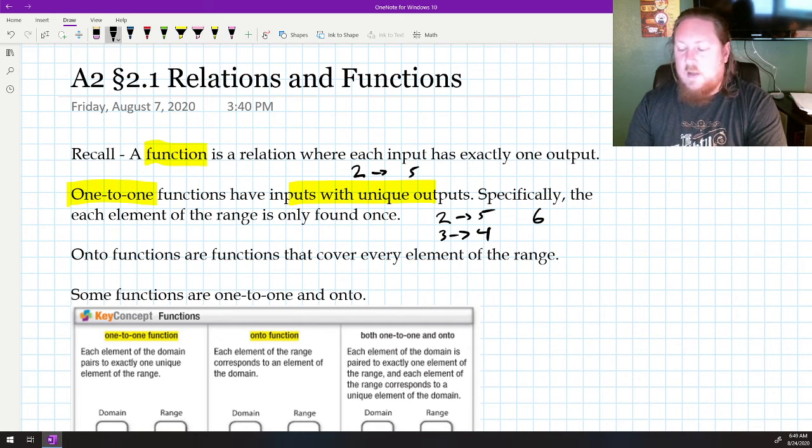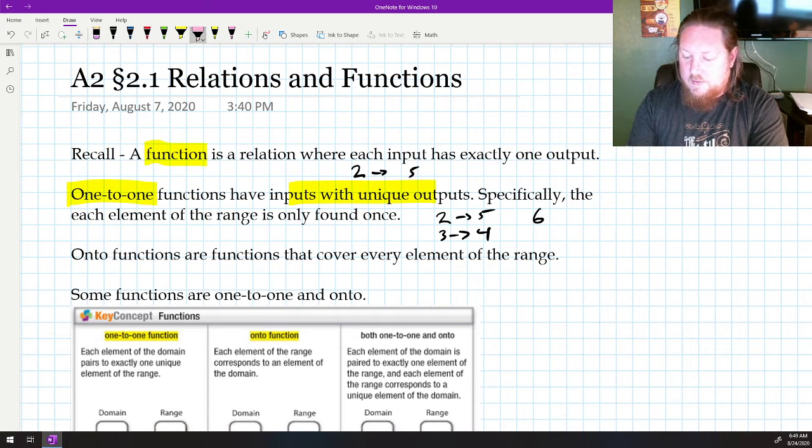The big thing about it is that each element of the range is only found once, but it doesn't have to be. Not everything has to be hit. That's where the next one comes in. That's onto functions. That is when every element of the range gets hit.